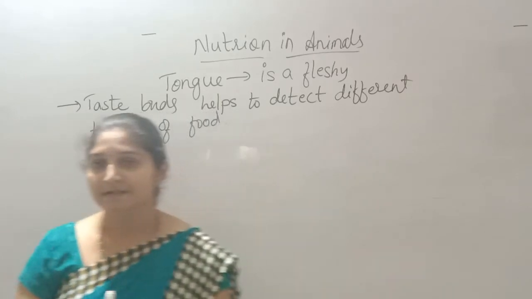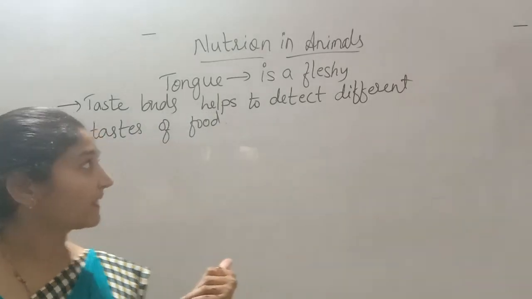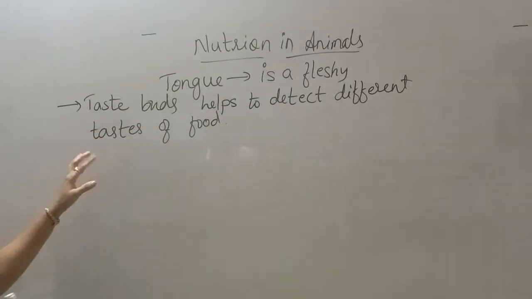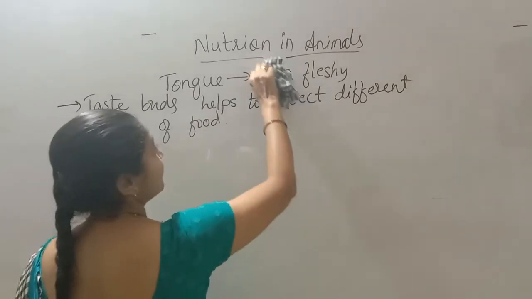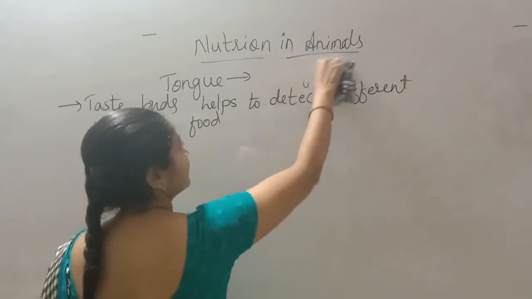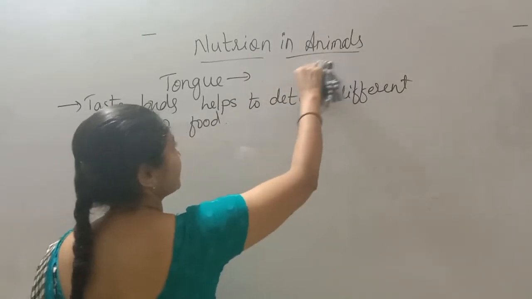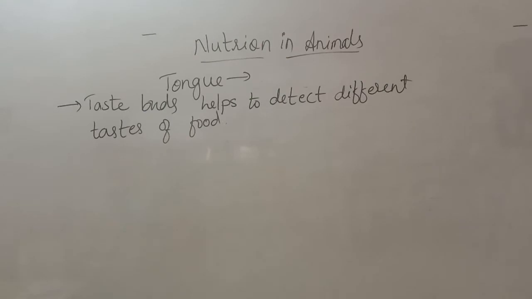As well as that, taste buds are present on the tongue. Because of the taste buds, it detects the different tastes of food, and the tongue is also helpful for talking. Right? That is about the tongue.